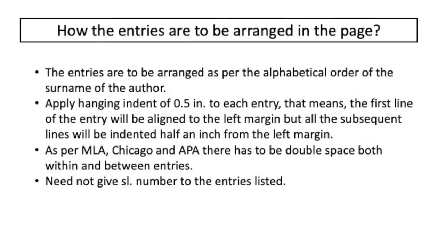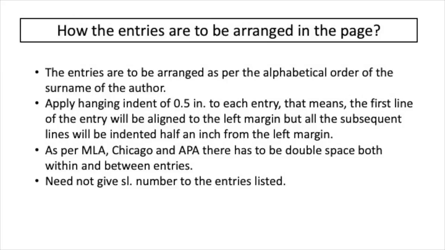Now, how are the entries to be arranged on the page? As per MLA, APA, and Chicago, the entries are to be arranged in the alphabetical order of the surname of the author. Then we have to apply hanging indent. What is hanging indent? In the case of hanging indent, the first line will be aligned to the left and all the subsequent lines will be indented half an inch from the left margin. That is hanging indent. So this hanging indent is to be used when we are entering the entries in the works cited list or reference list.